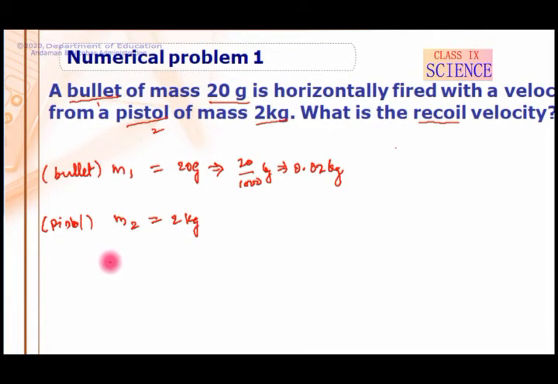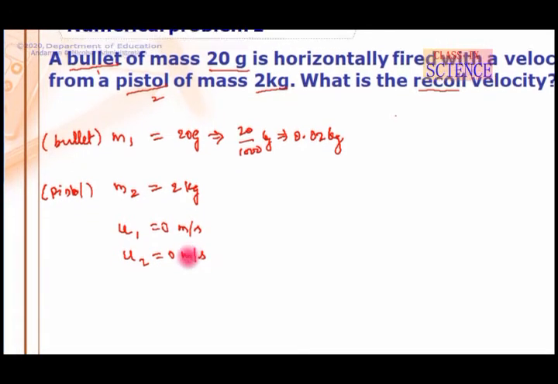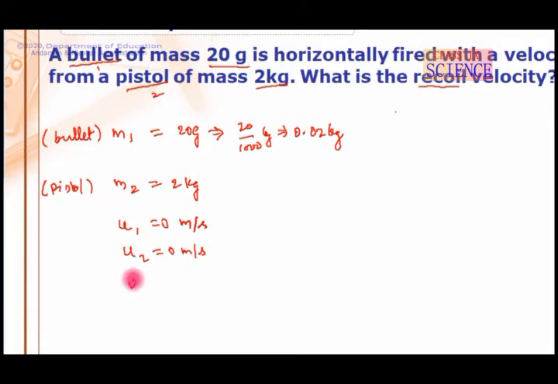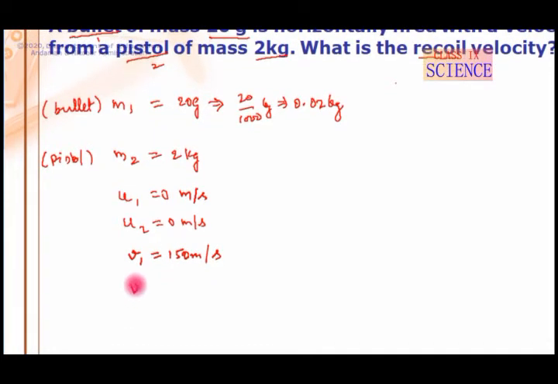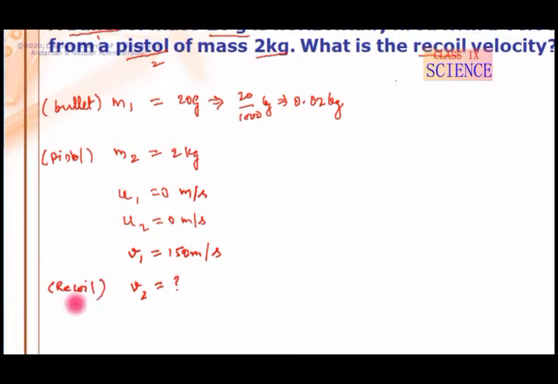Before firing, the bullet and the pistol are at rest. So, the initial velocity u1 of the bullet is 0. Here u2 is the velocity of the pistol before firing. So, here also 0 meter per second since both are at rest. After firing, the bullet acquires some velocity, that we take as v1. v1 is equal to 150 meter per second as per the question. v2 is the velocity acquired by the pistol in the backward direction, that we need to find. That is the recoil velocity, we say recoil velocity.